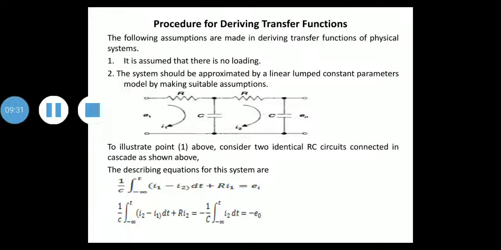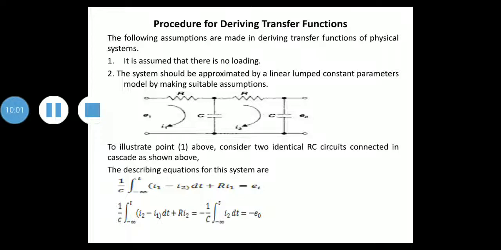If there is a system consisting of elements which load each other, then the overall transfer function should be derived by basic analysis without regard to the individual transfer functions. The second assumption is that the system should be approximated by a linear lumped constant parameters model by making suitable assumptions. So we are going to illustrate the first point.